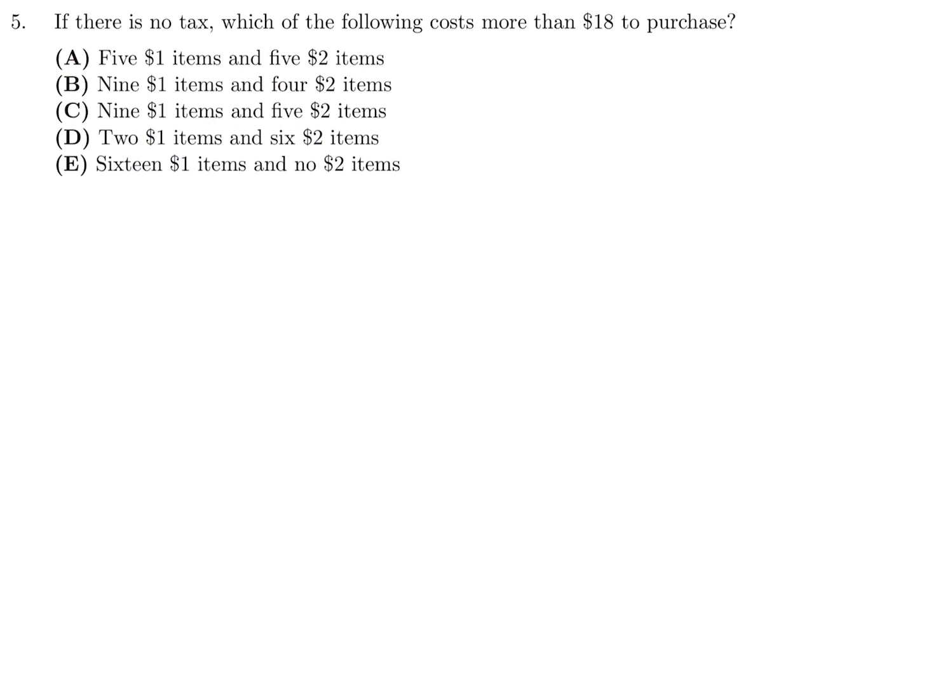If there is no tax, which of the following costs more than $18 to purchase? Okay, let's go through these. 5 $1 items and 5 $2 items. So that is a total of $15. The next one, 9 $1 items and 4 $2 items. That would be 9 plus 8, which is 17. 9 $1 items and 5 $2 items. That's 19. The next one, if you do that, 14, and the last one is 16. So of these, the only one that's greater than 18 is choice C for number 5.